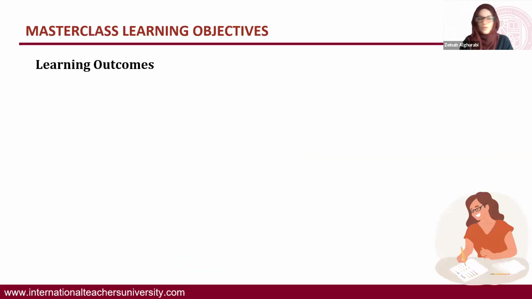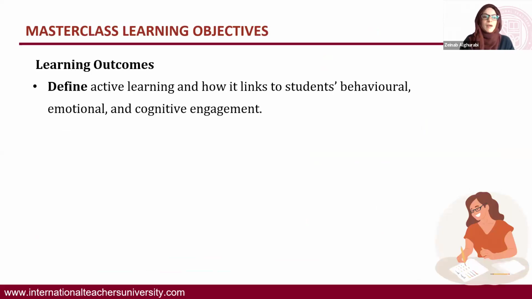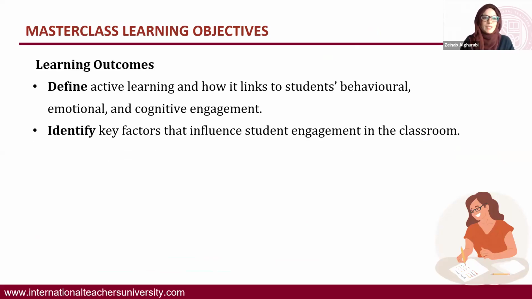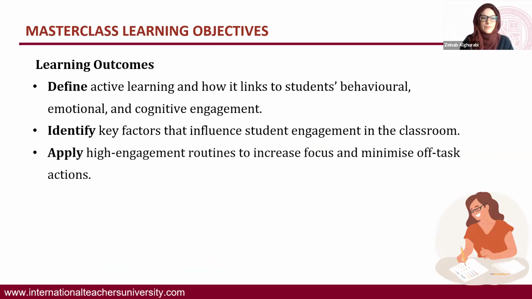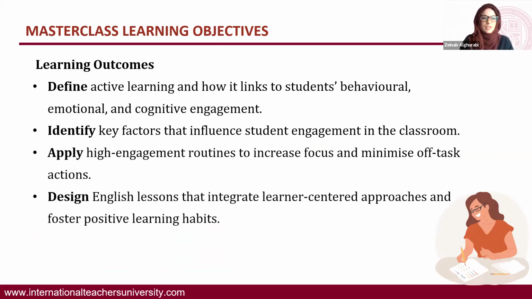Our learning objectives for today are: define active learning and how it links to students' behavioral, emotional, and cognitive engagement. Identify key factors that influence student engagement in the classroom. Apply high engagement routines to increase focus and minimize off-task actions. Design English lessons that integrate learner-centered approaches and foster positive learning habits.